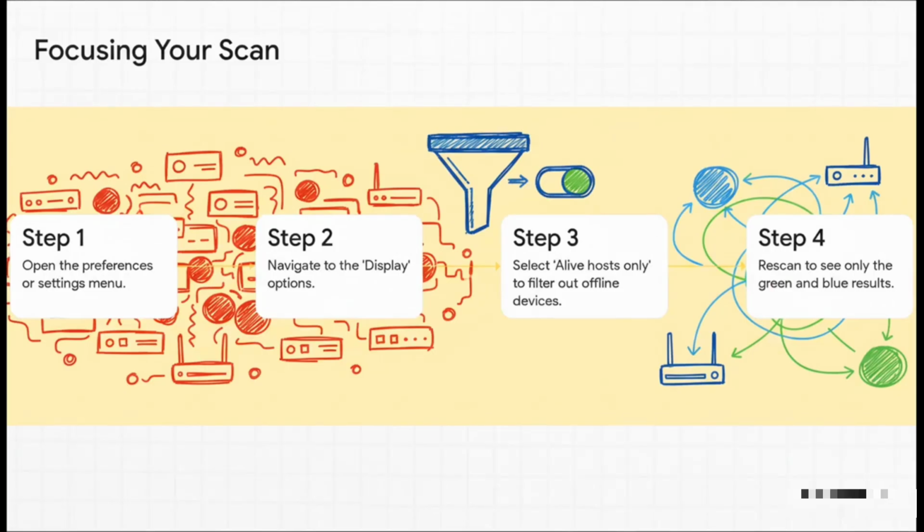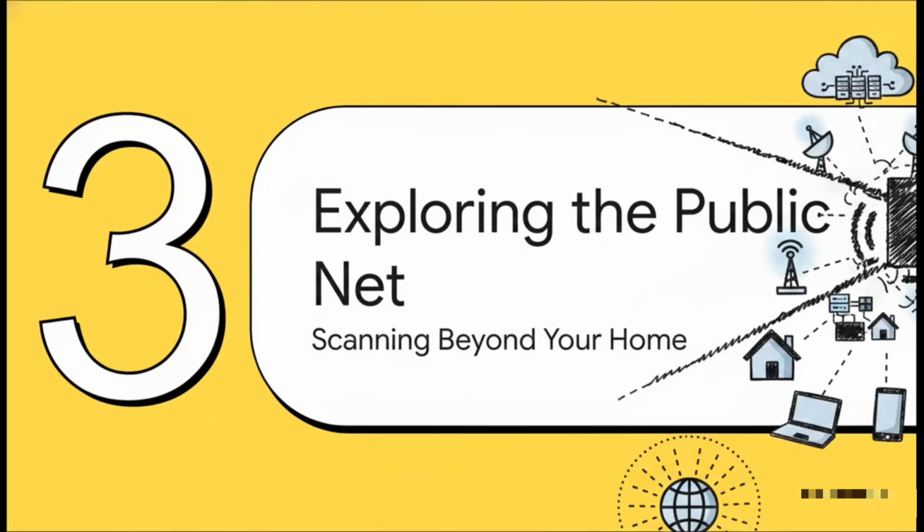You know, when you first run a scan, you're going to see a lot of red. All those offline devices create a ton of, well, digital noise. To focus on what really matters, you can usually just filter the results. Just find the setting to show live hosts only and poof, all that clutter disappears, leaving you with just the active devices, the green and blue ones. So, we've taken a good look around our own house.